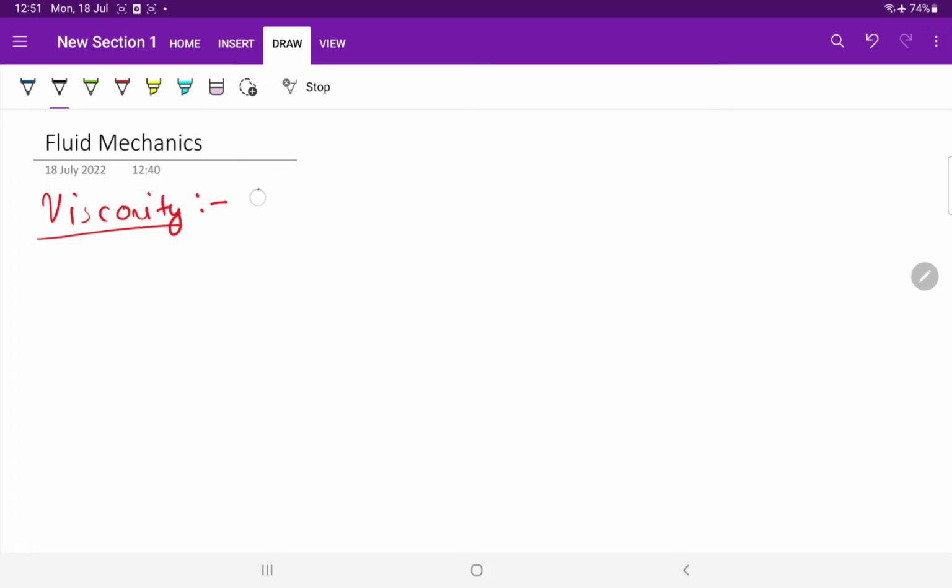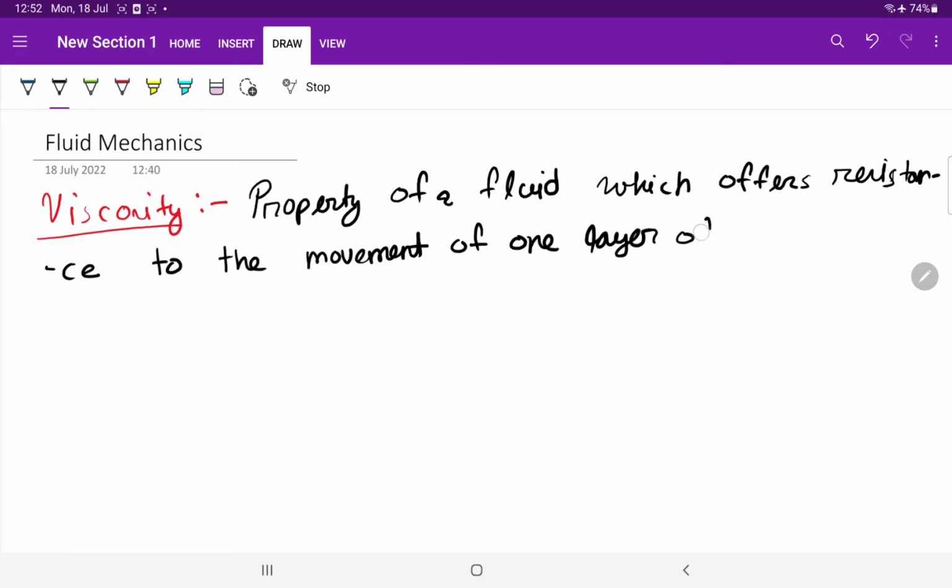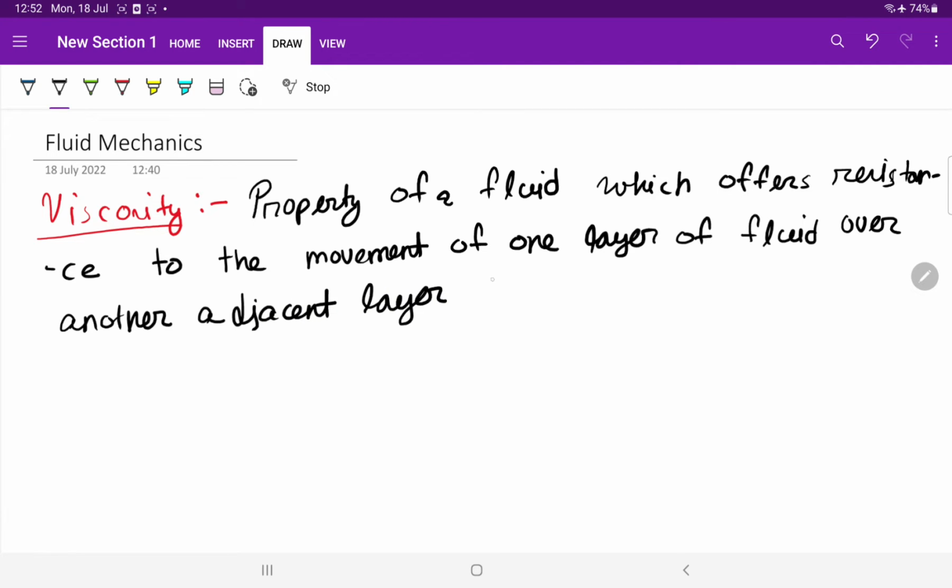Viscosity is basically the property of a fluid which offers resistance to the movement of one layer of fluid over another adjacent layer of fluid.